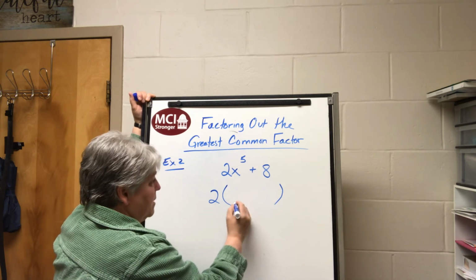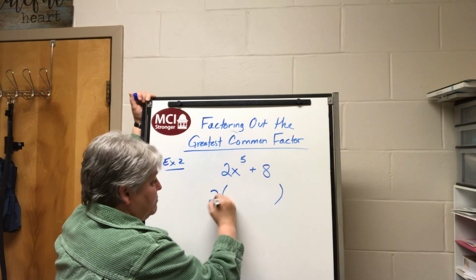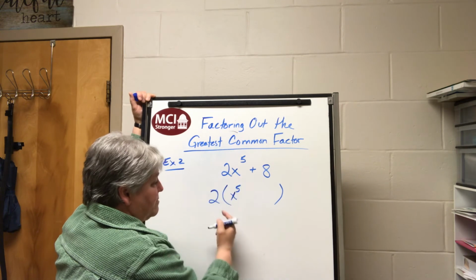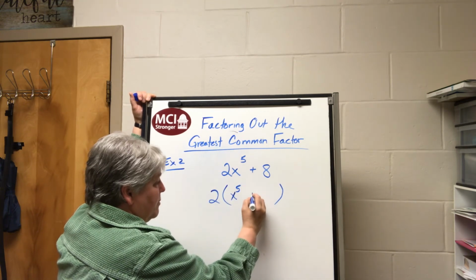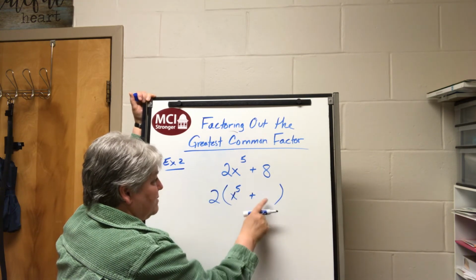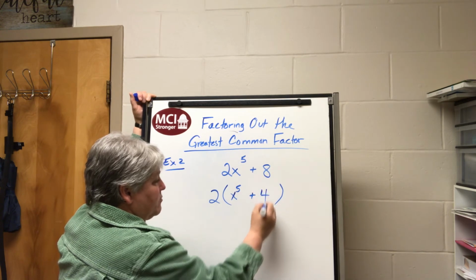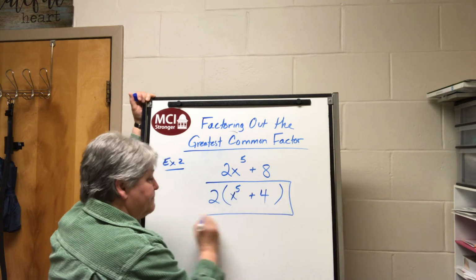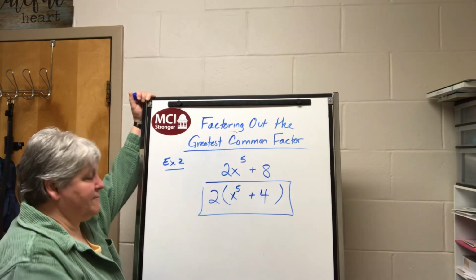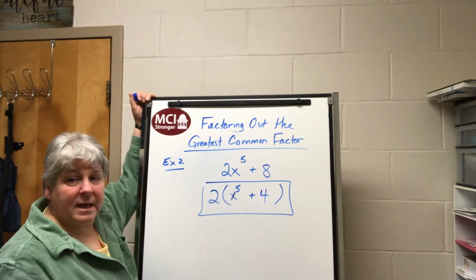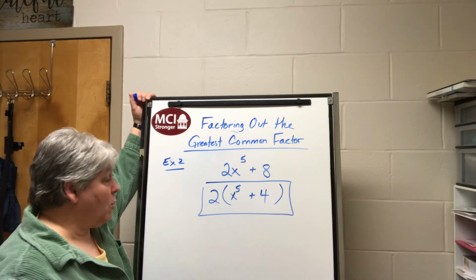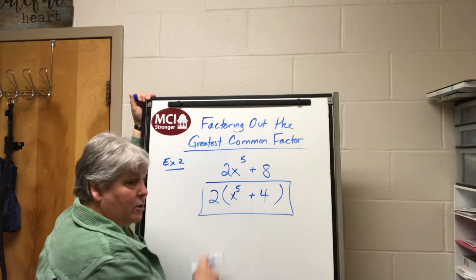Okay, so 2 times x to the 5th gives me 2x to the 5th. And then plus 2 times what gives me 8? A positive 4. And I'm done. I took this and I factored it. And this problem, unlike the first problem, only had a number that could go out in front.